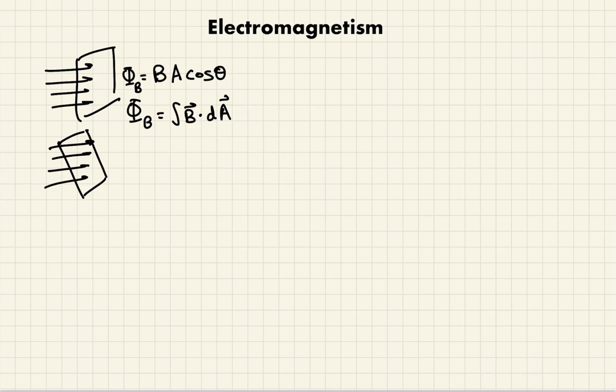So what does magnetic flux have to do with anything? Especially what does it have to do with electricity? Well, that's where we get Faraday's law. Faraday's law basically says that if you have a change in the magnetic flux, which is a change in the amount of magnetic field that passes through a certain loop, then that's going to cause or induce an EMF in a nearby loop.